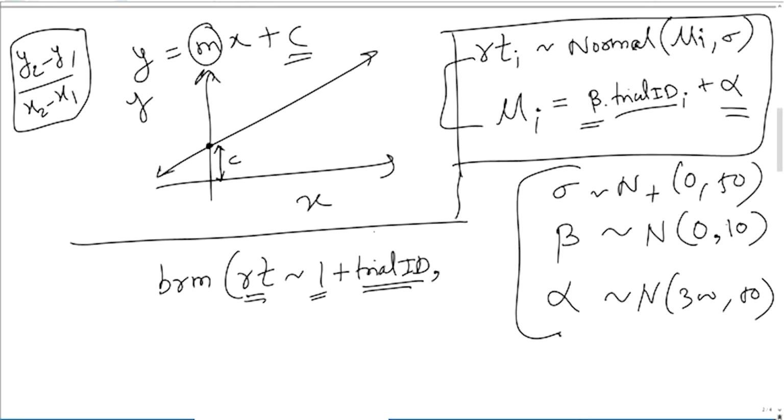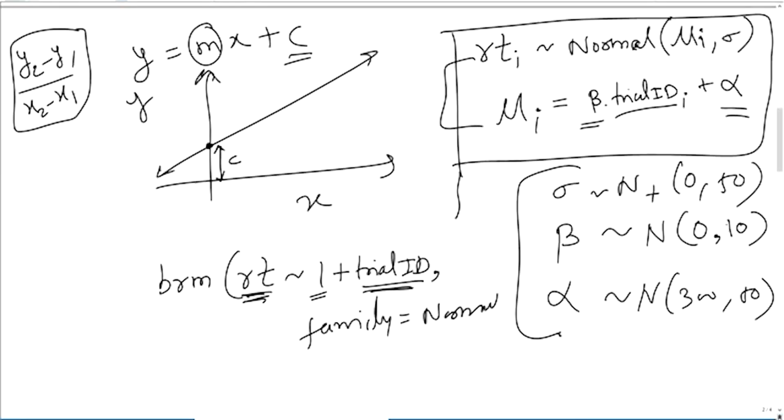There are also other names. This is called IV, independent variable. This is dependent variable. Or you can call it predictor variable, and this is the outcome variable. So this is how you write a regression model in BRMS. So RT predicted by 1 plus trial ID. Then you define the likelihood assumption, which is a normal distribution for RTs.